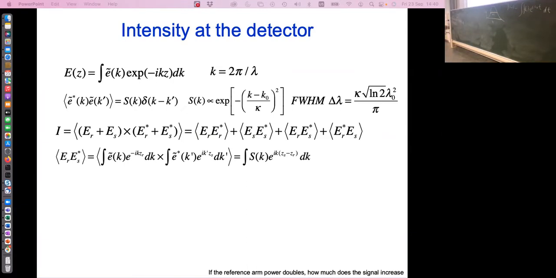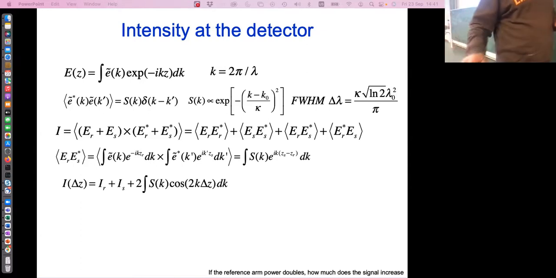I'm basically spoon feeding you the answer. What is it? Fourier transform. Yes. So what you see here is that this interference term of the sample and reference arm is actually a Fourier transform of the spectrum. It took me only 3 lines.